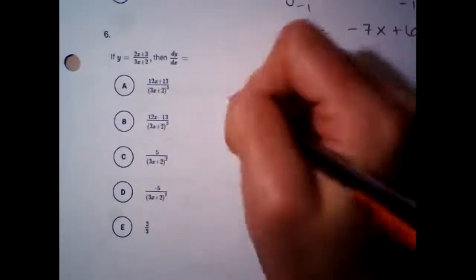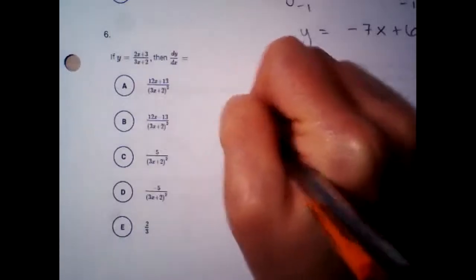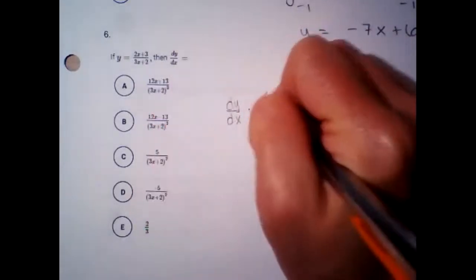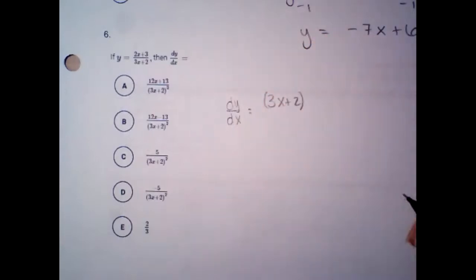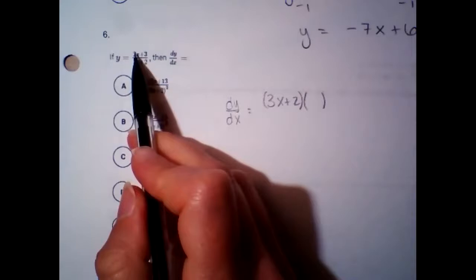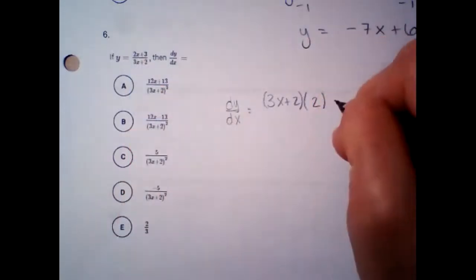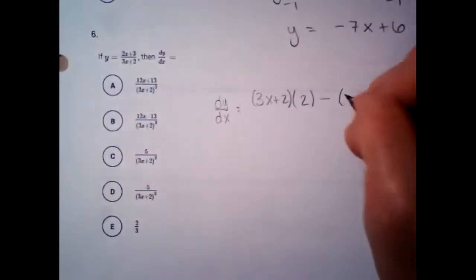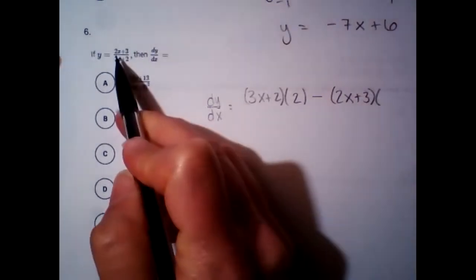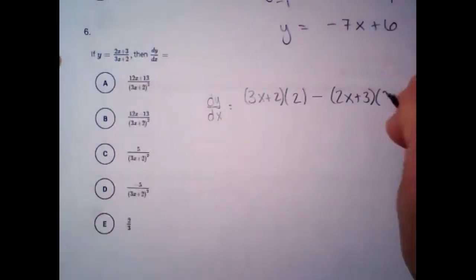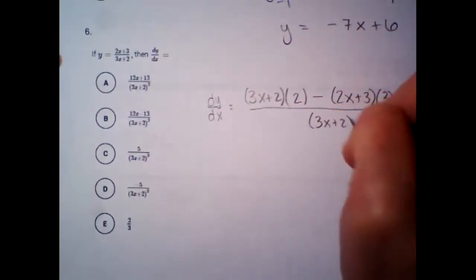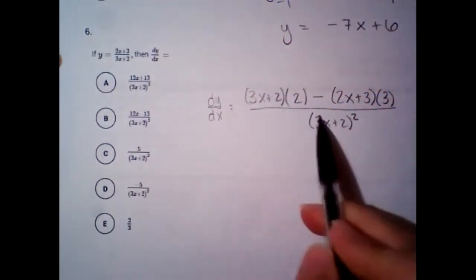Good, that will be quotient rule. All right, so derivative equals, quotient rule starts with the denominator, so 3x plus 2, times derivative of the numerator, which would just be 2, minus the numerator times derivative of the denominator, which would just be 3, over the denominator squared. And once again, do not cancel these out.